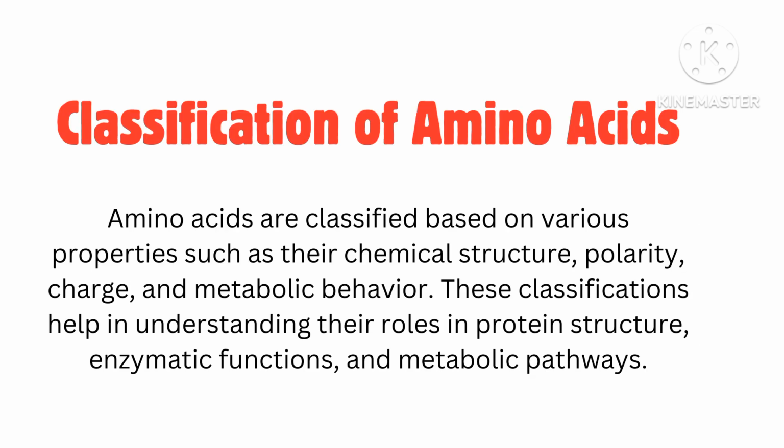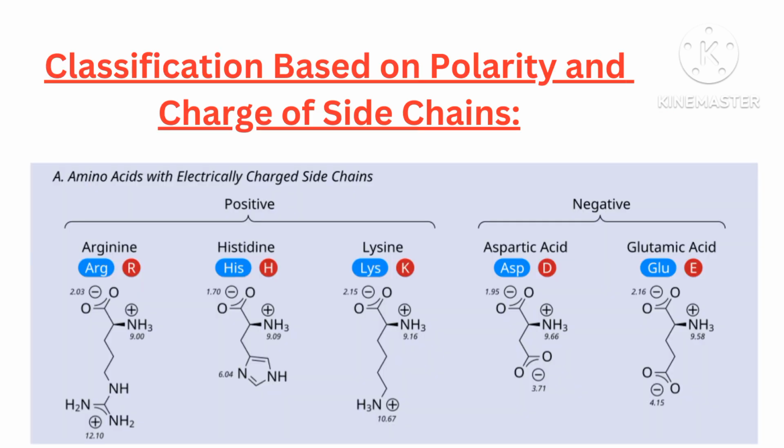Classification of amino acids. Amino acids are classified based on various properties such as their chemical structure, polarity, charge, and metabolic behavior. These classifications help in understanding their roles in protein structure, enzymatic functions, and metabolic pathways. 1. Classification based on polarity and charge of side chains.